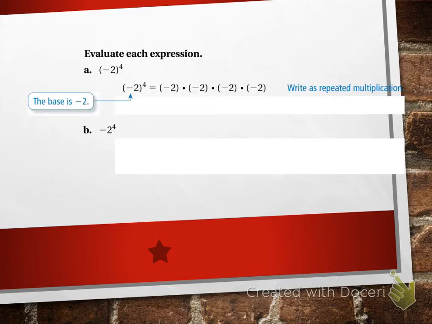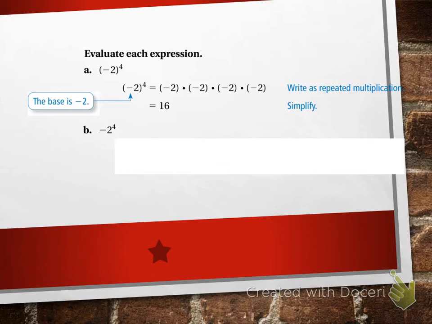Right here, we've got a base of negative 2. So that means you're going to take negative 2 times itself 4 times. So negative 2 times negative 2 times negative 2 times negative 2. And you're going to end up with a positive 16.